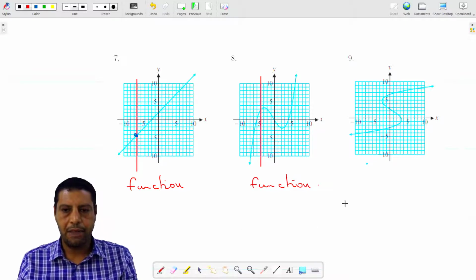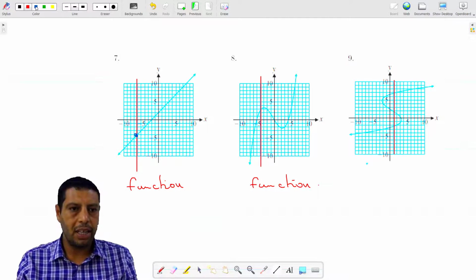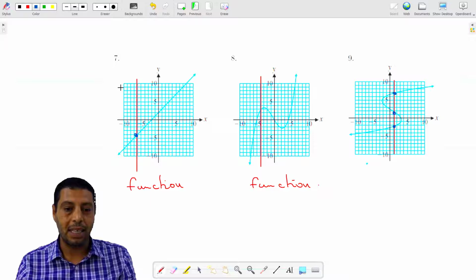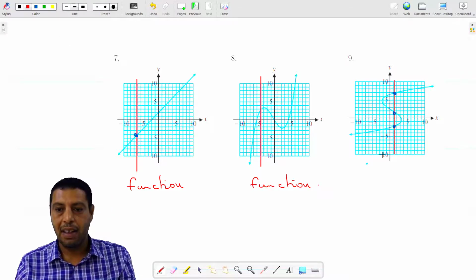In the last one, if you draw your vertical line around this position here, you can see clearly that we have 1, 2, and 3 intersection points. So for this input here, which corresponds to the intersection of the vertical line with the x-axis, you have 3 different outputs. And you already know that if you have many outputs for the same input, it's not a function. So if the vertical line test fails here, it means you have more than one intersection point with the graph. Therefore, it's not a function.